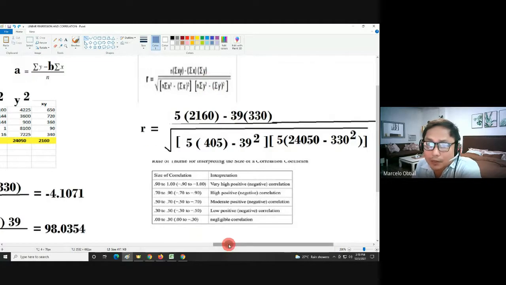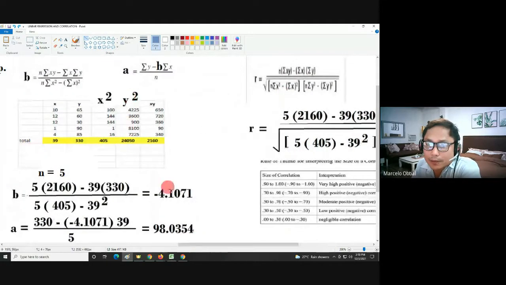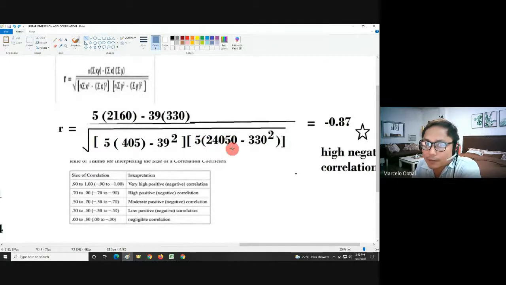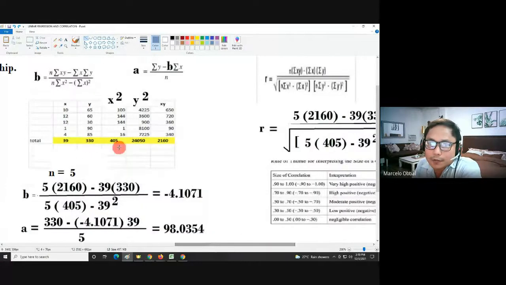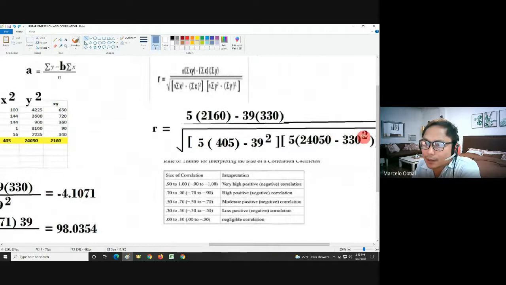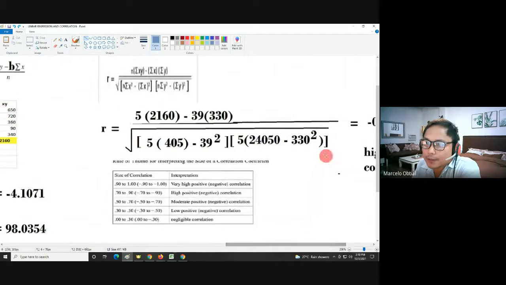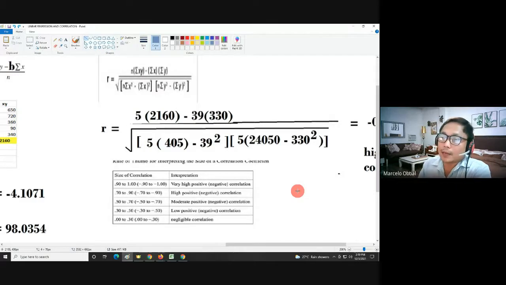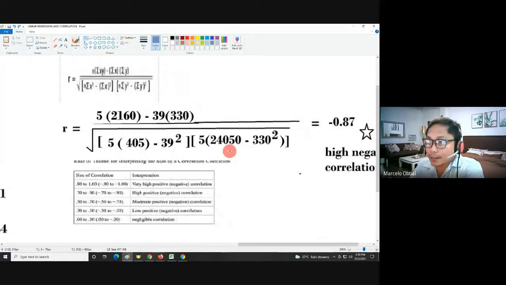That is why pina-advance ko na yung Y squared, no? 24,050. That is why 24,050 minus summation of Y, which is 330. Then you square, okay? Then, close parenthesis. Use your calculator. Para hindi kayo malito sa calculator class, okay, I suggest to please, no? Gawin nyo siya ng portion by portion ba? Okay? Sulat nyo sa paper nyo siguro yung numerator. Okay? Sulat nyo sa paper nyo yung part ng denominator, yung part ng another part ng denominator, you multiply.